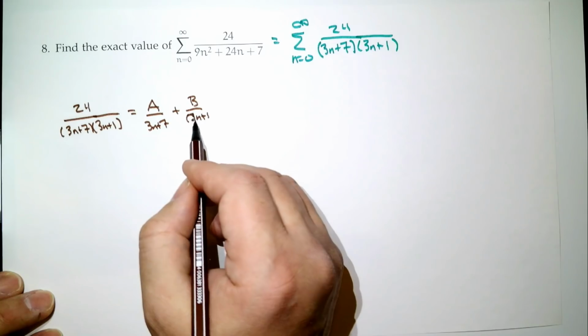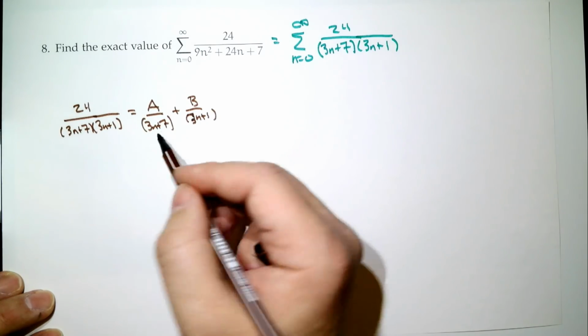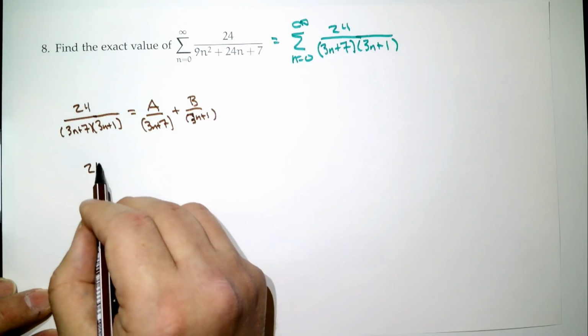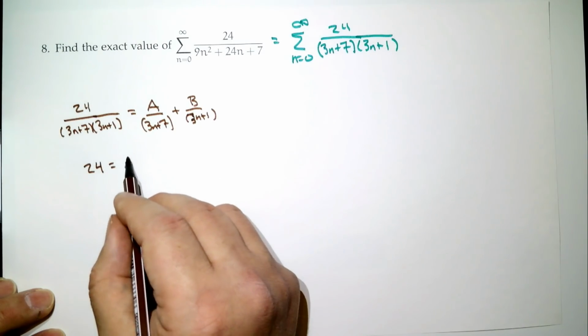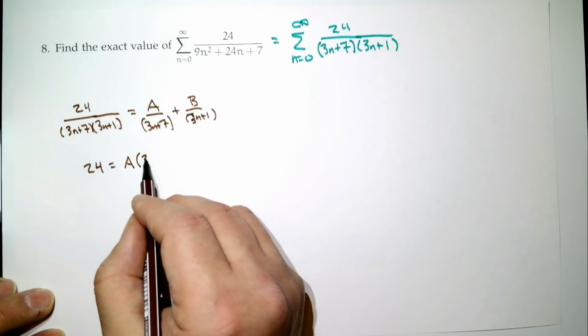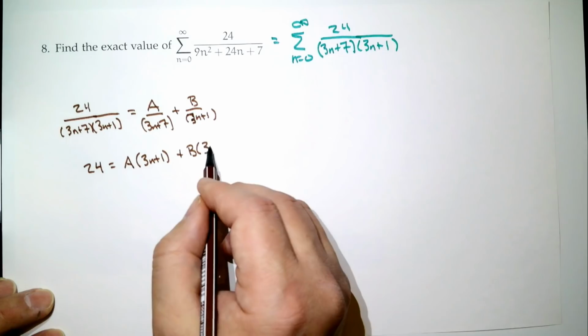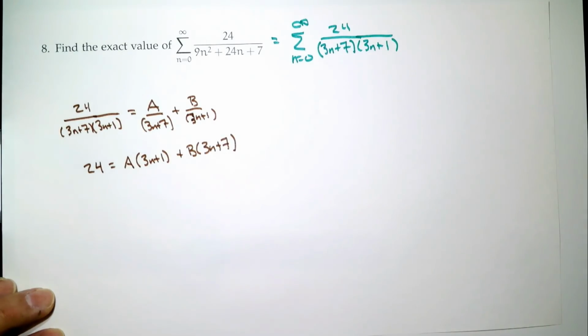Oops, I don't know why I put parentheses. Well, I'll put parentheses there. Okay, clear my denominators. So 24 is equal to a times (3n plus 1) plus b times (3n plus 7). And now, what comes next?